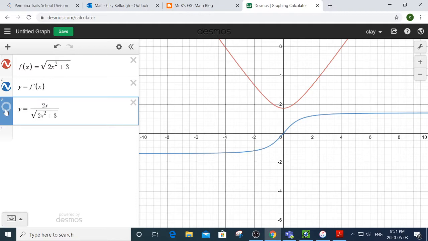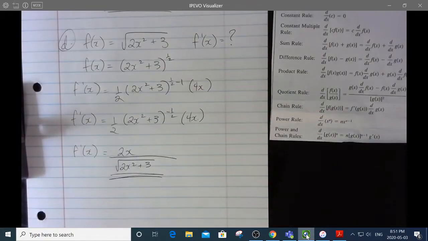Feel free to do that on any of your homework answers. That'll save you from coming to me with the question, hey, I got this answer and it's not the same as the back. It's possible that you're just not seeing the way to simplify it, but you might actually have the right answer. If your graph was different, then you don't have the right answer. Okay, let's do one more example and then we'll turn you loose for the day.